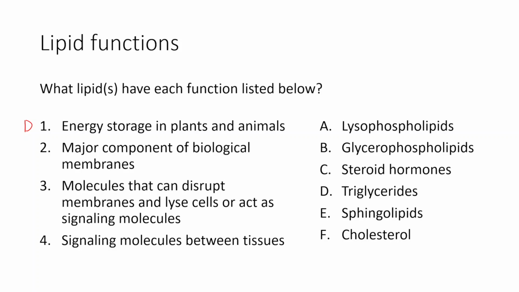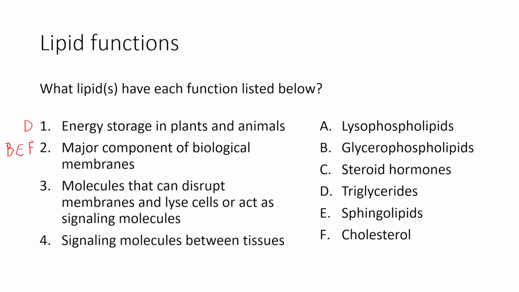So let's do number 2. Which one of these, or more than one of these, is a major component of biological membranes? Cholesterol is one of them, yep. Any other ones? B, glycerophospholipids, yep. Is there another one? It is not C. Steroid hormones don't tend to be found in membranes. They can pass through membranes, but they don't live there. Sphingolipids, yeah.